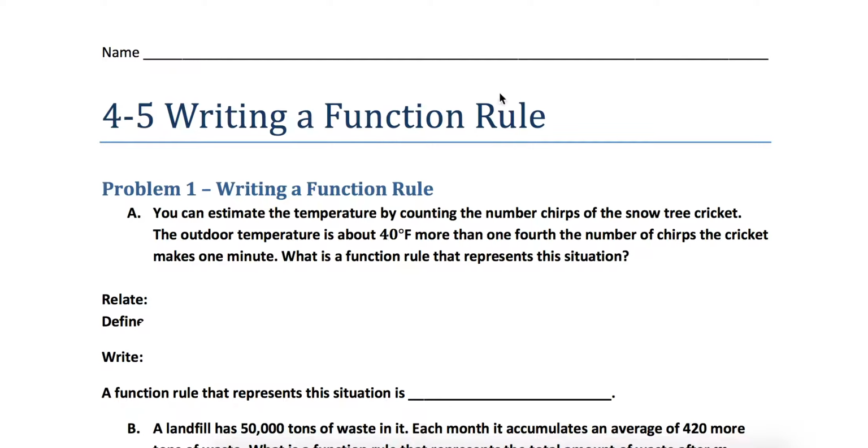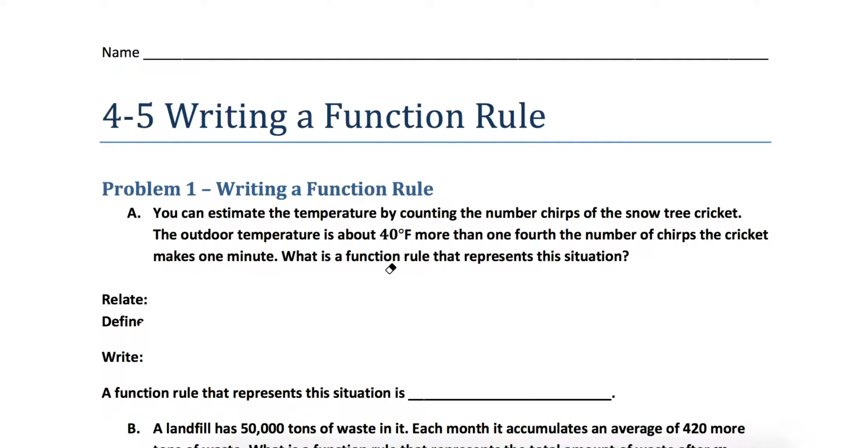Again, in this lesson, we're going to be writing function rules. So let's look at an example. You can estimate the temperature by counting the number of chirps of the snow tree cricket. The outdoor temperature is about 40 degrees Fahrenheit more than one fourth the number of chirps the cricket makes in 1 minute. What is a function rule that represents this situation?